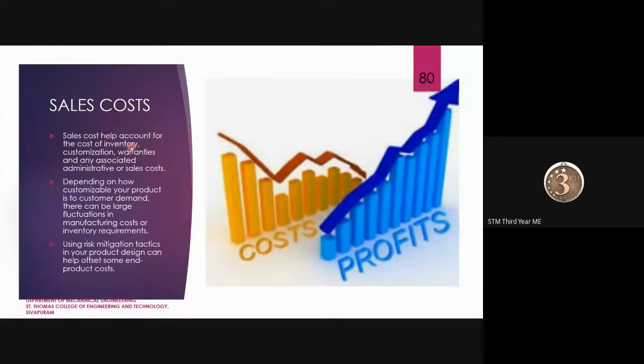So what are the costs involved in sales cost? First is the cost of inventory. So how does the cost of inventory affect it? I have already told you, for holding the stock inside the inventory, a sufficient amount of price is incurred to keep that stock inside the inventory. And that cost, overhead cost, selling price, etc., we have learned before, and that is coming under the cost of inventory.